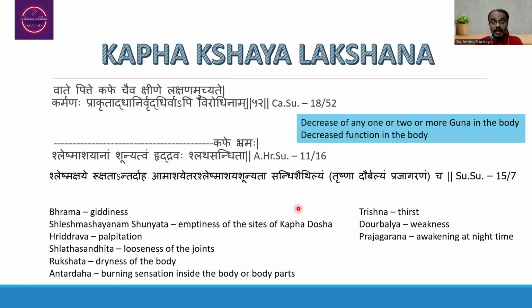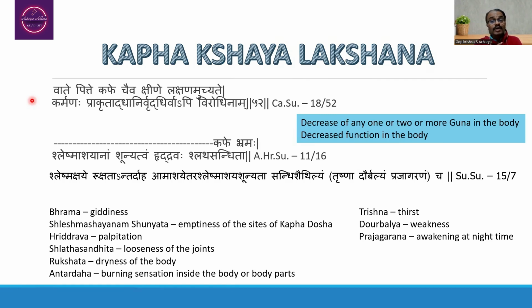As far as the Kshaya Lakshana are concerned, in general it is said: Vate Pitte Kaphe Chaiva Kshine Lakshana Muchyate Karmanah Prakritadhanihi Vridhirvapi Virodhina. When there is abnormally decreased dosha, there may be a decrease of any one, two or more guna in the body, and the outcome will be decreased function in the body. Kapha dosha has the qualities: Snigdho Shito Gurur Mandash Lakshno Mrasnah Stirah Kapah. When there is a decrease of any one, two, three or all the guna of Kapha dosha as mentioned above, Kapha Kshaya Lakshana can be observed.